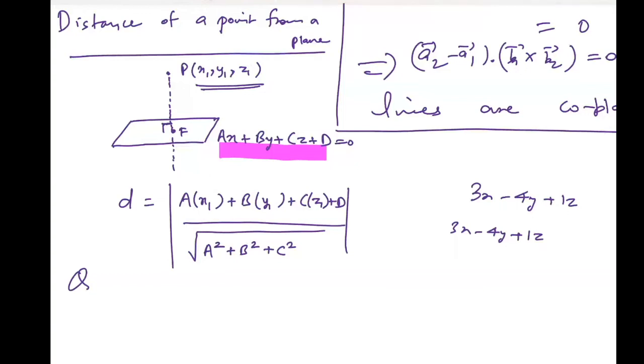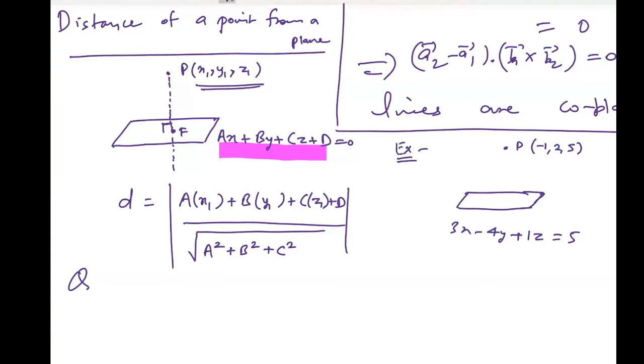Let's say this is the plane given: 3x minus 4y plus z equals 5. And we have a point, let's say the point is (-1, 2, 5). This is the point, and this is the plane which is given here. We have to find the distance between this point and the plane.